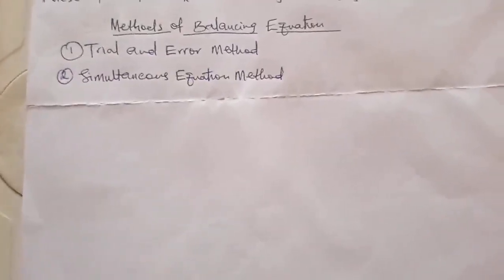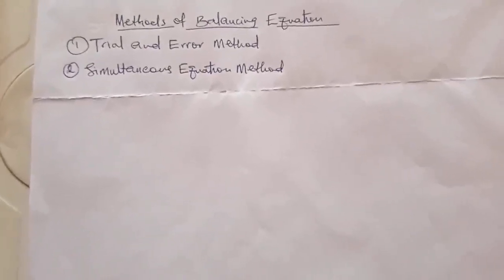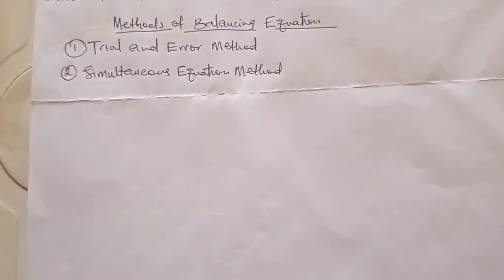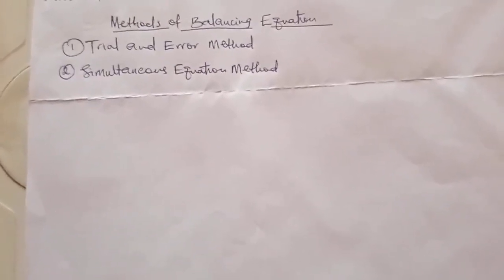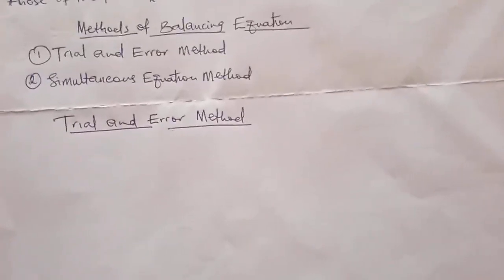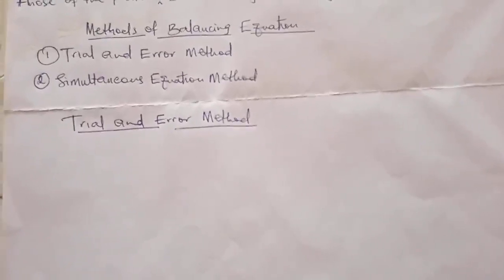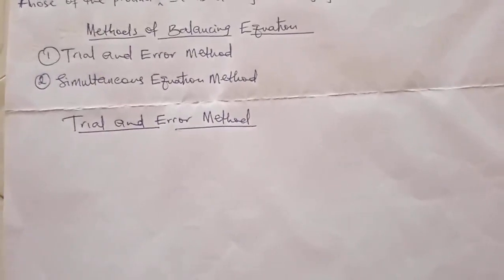In the balancing of chemical equation, there are two major ways of doing that. The first one is trial and error method, and the second one is by simultaneous equation method. Each of them have their advantages and disadvantages. In the course of our class today, we will only be considering the first method, which is trial and error method.